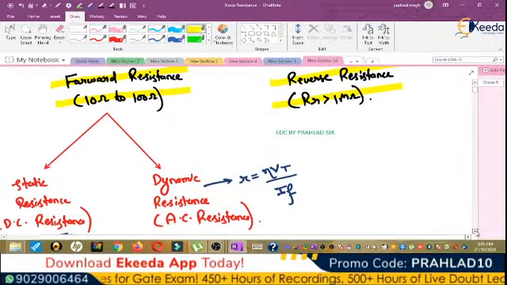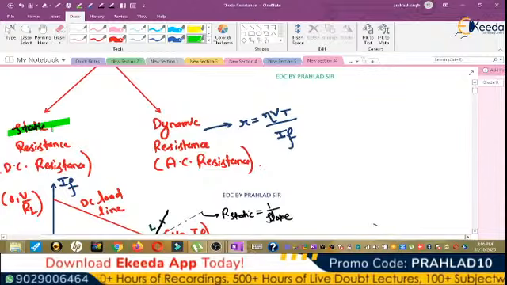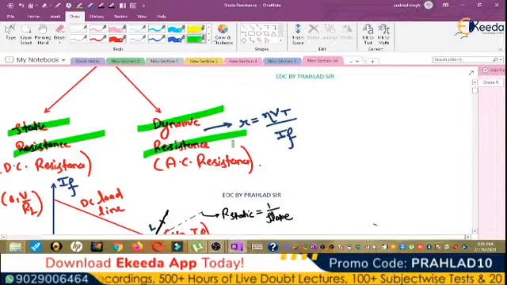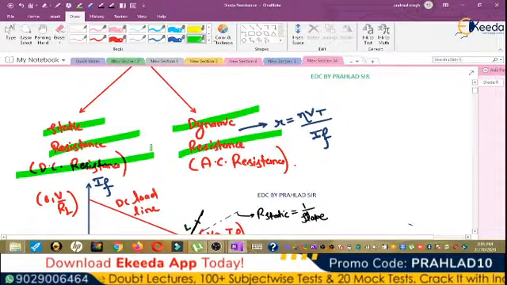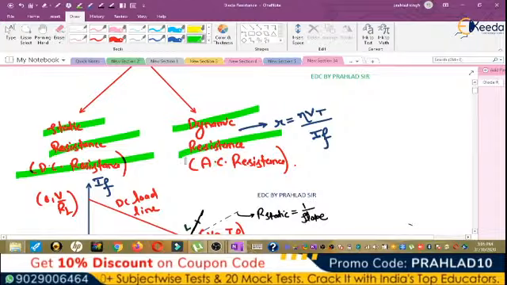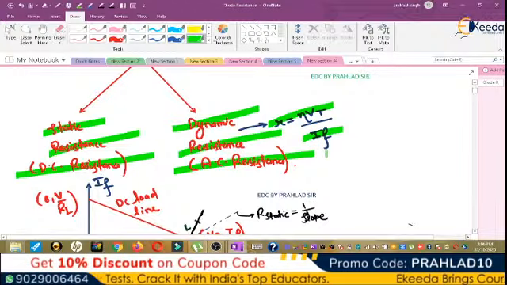Forward resistance again has two types: one is static resistance and another one is dynamic resistance. Static resistance of a diode is also called DC resistance, and dynamic resistance of a diode is called AC resistance, and its value is eta Vt over IF.